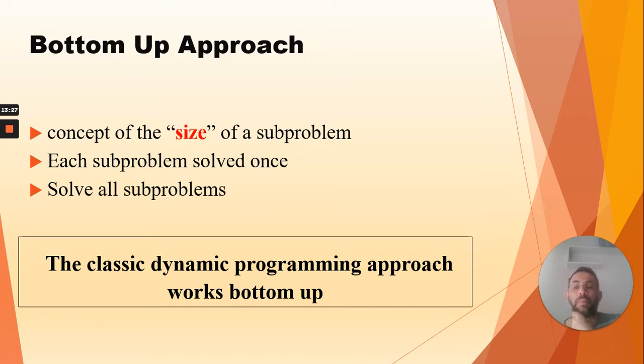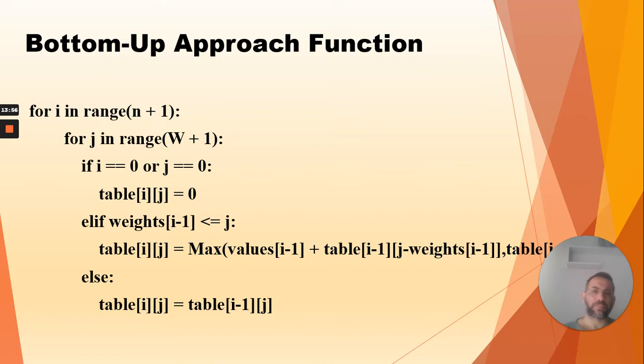In the bottom-up approach, we solve all the sub-problems. This is one of the differences between the bottom-up approach and the top-down approach, as we see in the next slides. Bottom-up approach is considered the classic dynamic programming approach. Here is the function of the bottom-up approach we have used to solve the 0-1 knapsack problem.